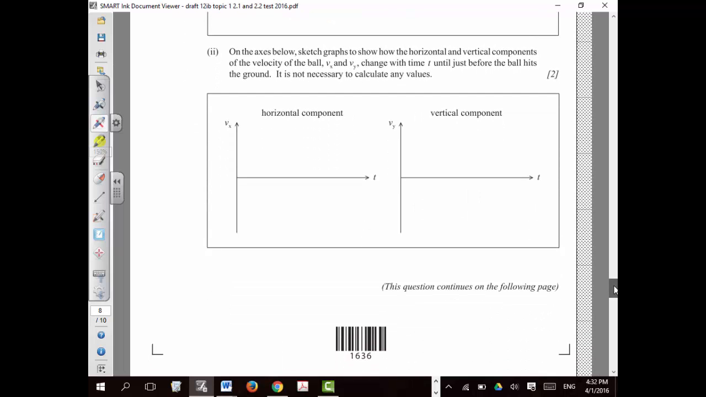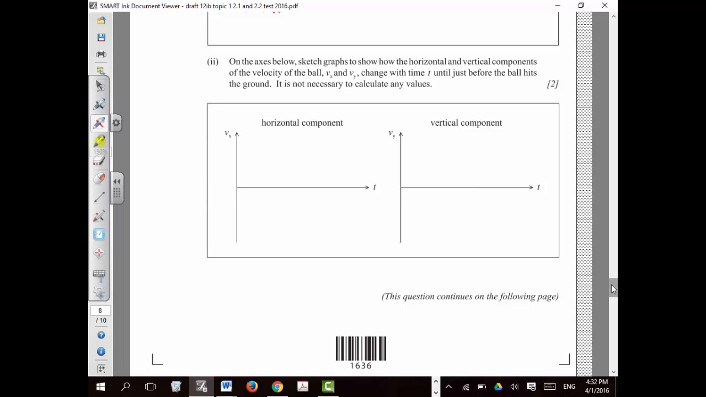Question 2. On the axes below, sketch graphs to show how the horizontal and vertical components of the velocity of the ball, Vx and Vy, change with time t until just before the ball hits the ground. It's not necessary to calculate any values. The horizontal velocity, well, there's no horizontal acceleration, so it will just remain constant at 5 meters per second. I'm going to say that to the right, which is the direction it's going, is positive, so it's going to be going like this. And this value here is 5 meters per second, although it did say that we don't need to write any values.